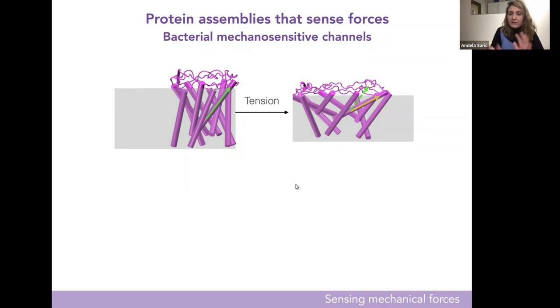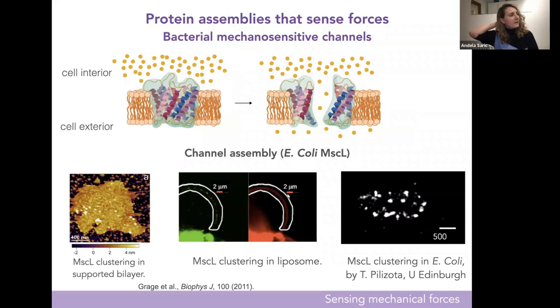And in the last years, there was this debate that these channels might actually not work independently, but might cooperate with each other. Of course, we know proteins don't live by themselves. They're surrounded by many other proteins, but also their own copies. And actually, a nice work in Australia by the Martinac group showed that in vitro, bacterial mechanosensitive channels of large conductance cluster. This was in supported bilayers. You see a huge cluster of these channels. Then in reconstituted liposomes, you see dots of channels clustering.